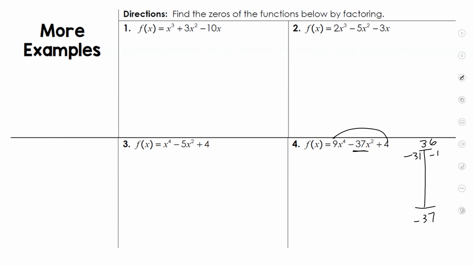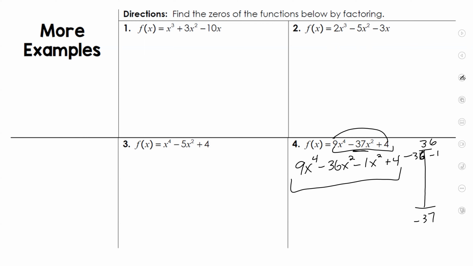-36, -1. -36 times -1 is positive 36, but if you add them, you'll get -37. So this is how I'm going to write it: 9x to the 4th minus 36x squared minus 1x squared plus 4. Do you guys see how this problem is exactly the same as the original?